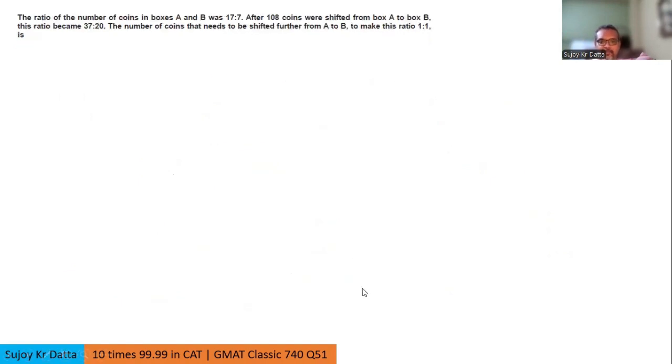The ratio of the number of coins in boxes A and B was 17 is to 7. After 108 coins were shifted from A to B, so from A to B, 108 coins are gone. Let's take 17x and 7x. This ratio became 37 to 20.